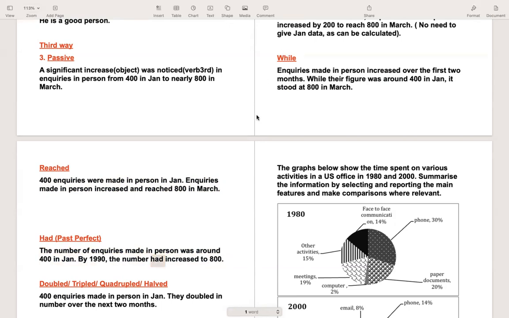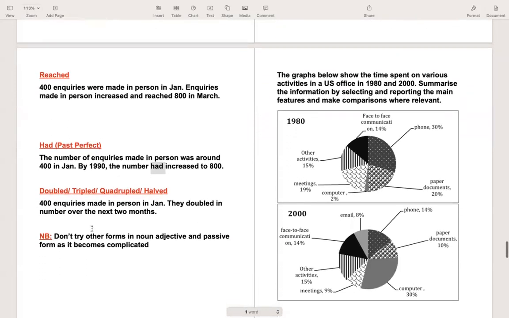I will tell you that this will fetch you good bands because normally students don't write had increased or anything like that. So this will end up fetching you better bands. Had increased. Okay.